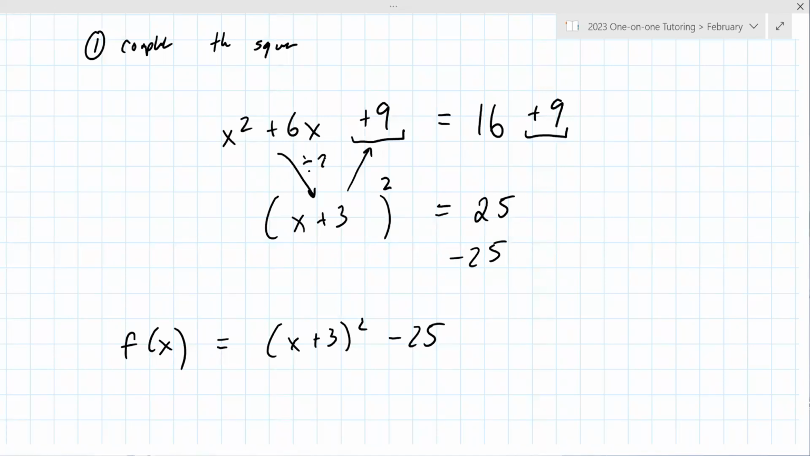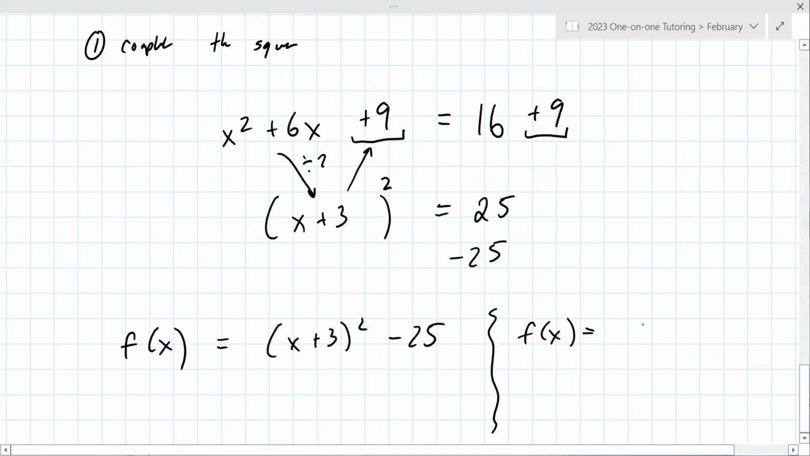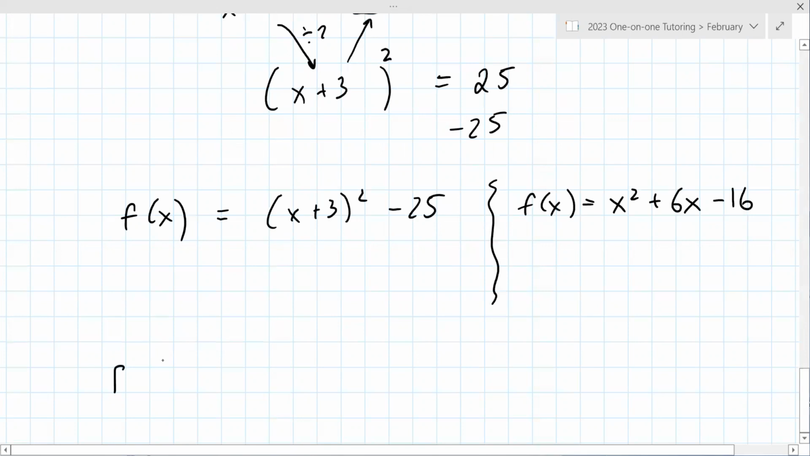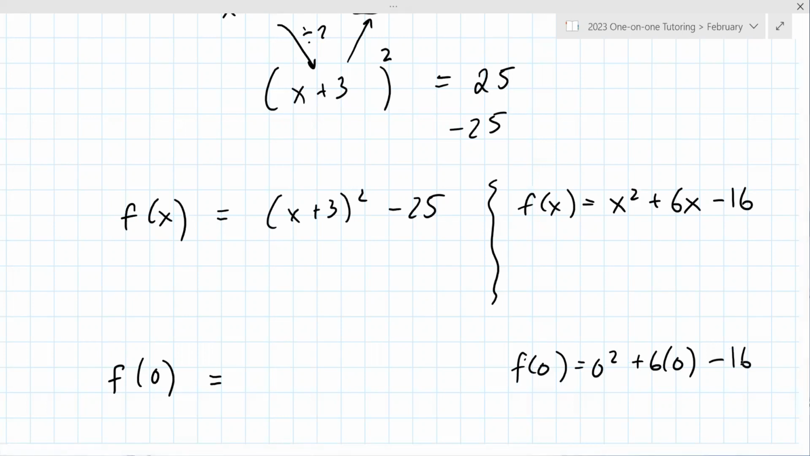Okay, so let's just say you got to here. Again, there's really two equations, right? There's the vertex form, and then there's the one that we started with. So the first thing they ask you for is f of 0. You can use either one, but I would use the one on the right to find it. You're putting 0 in for x: 0 squared plus 6 times 0 minus 16. What does that reduce to?